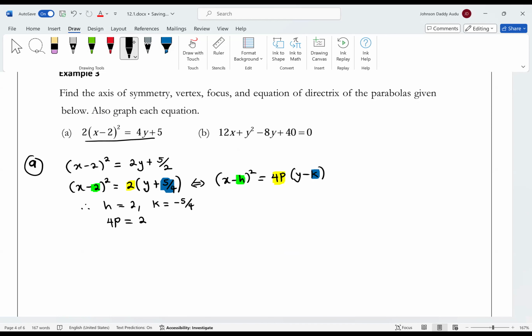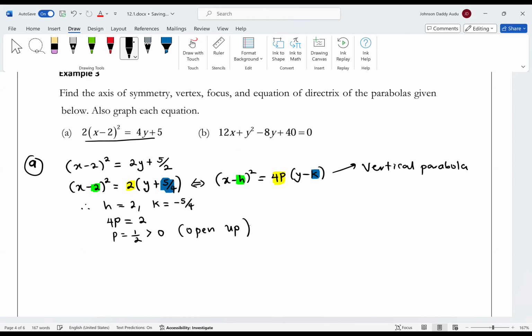All right, so from here also, we can easily get what p is. So this means that p is just 1/2. Now, p is 1/2, which means it is greater than 0. And don't forget this, we need to ask, are we dealing with vertical or horizontal? Clearly, because the square is on the x, and we know if the square is on the x, then we are dealing with a vertical parabola. Now, since p is greater than 0, this is going to open up. So this is an open up vertical parabola.